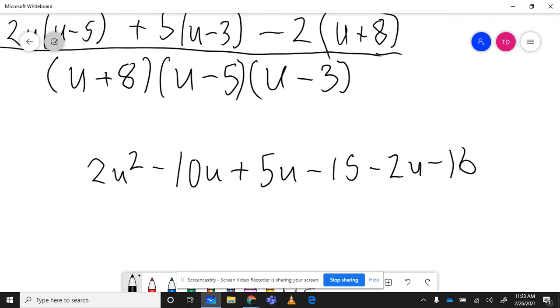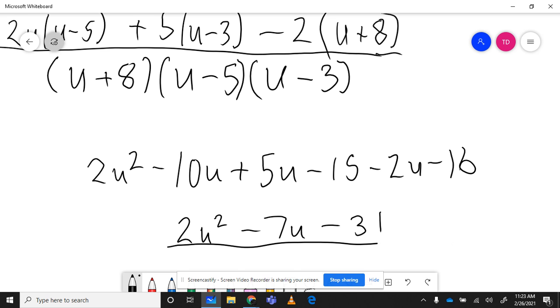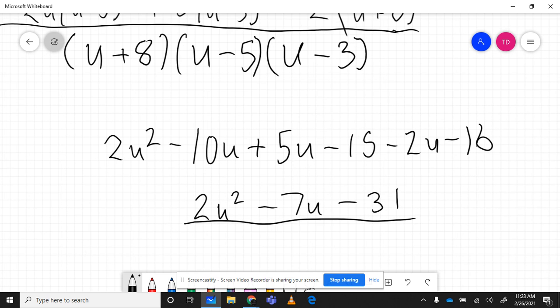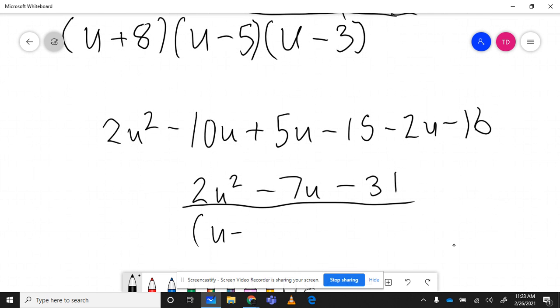Let's just work with that without looking at the denominator yet. So we'll have 2u squared minus 10 plus 5 minus 2, so minus 12, and plus 5 would be minus 7u. And then minus 15 minus 16 would be negative 31. Okay, so that is going to be over u plus 8, u minus 5, u minus 3.